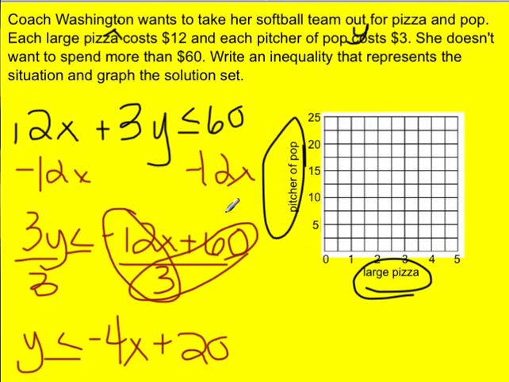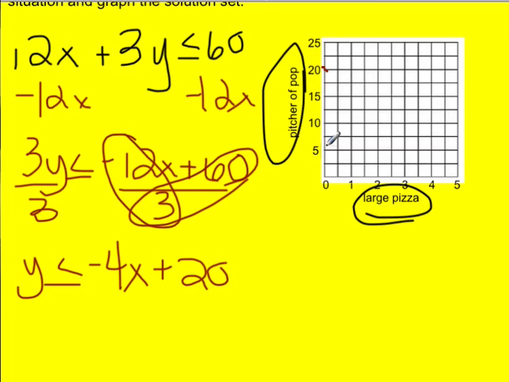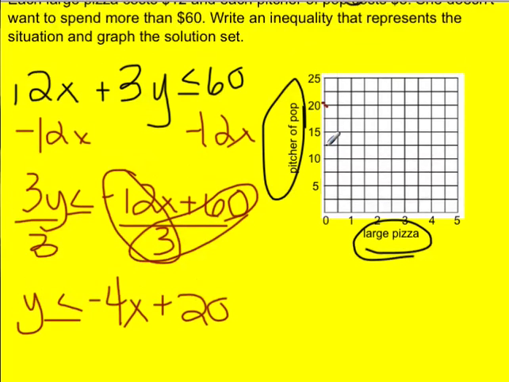So over here, we're crossing the y-axis at 20. Then we're going down 4 and over 1. So it's really important here to look at the scale. So to go down 4 on this graph, that puts me about right here. Then I need to go over 1. Well, that's going to put me here.